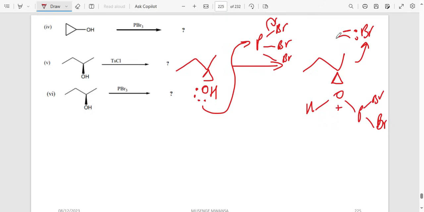This bromine which was released will again come in, and then this will break this molecule. So the bromine has come, it will attach at the back. If you write it again on a wedge, it becomes wrong because this is SN2.